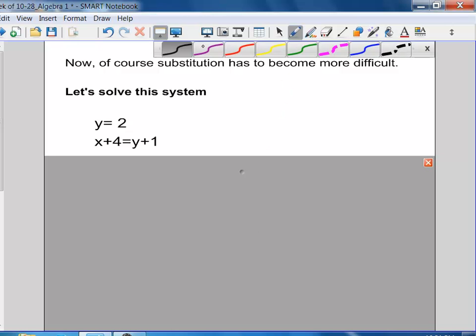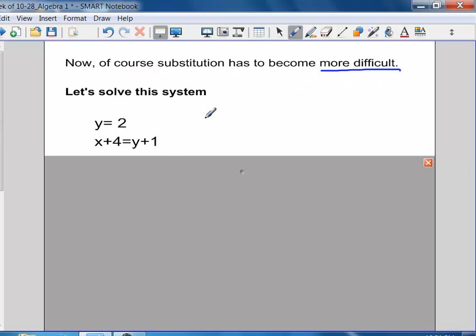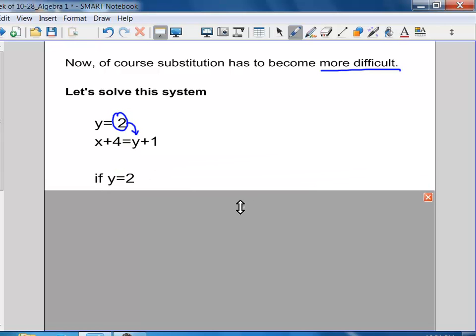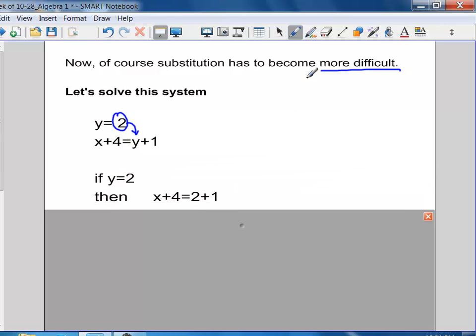So substitution becomes more difficult as time goes on. And this is the type of problem we've been talking about already. It gets even tougher than this, but this is just a pretty good introductory for where we need to go. So let's talk about this. We have y equals 2. So we could take 2 instead of y and we could put it here. Okay, so let's see what happens. If y equals 2, then we have this, correct?